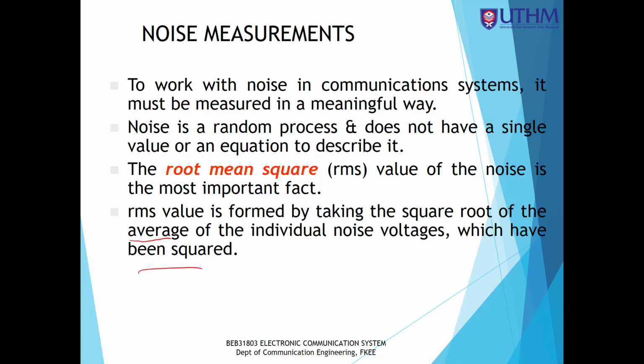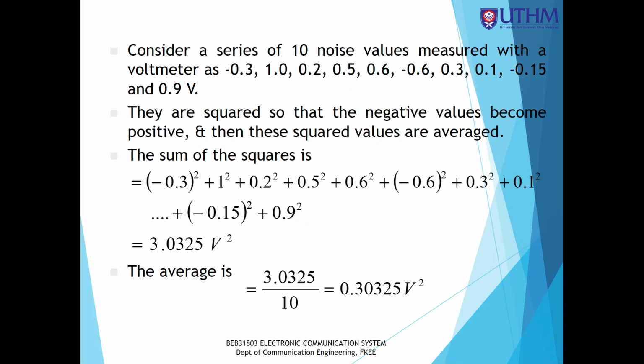RMS value is formed by taking the square root of the average value of the individual noise voltage which have been squared. So macam mana ni? So this is the example. So assume that you take a measurement. Okay, you have some sort of like a multimeter, okay, voltmeter or multimeter.